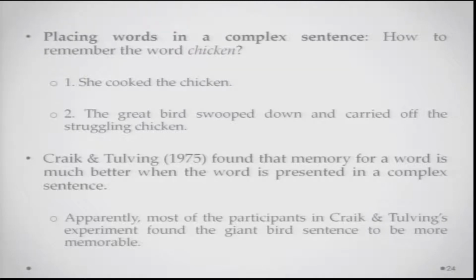Craik and Tulving in 1975 found that the memory for a word is much better when the word is presented with a complex sentence. So if the two sentences are there, she cooked the chicken, and the second sentence is the great bird swooped down and carried off the struggling chicken, people would remember chicken better if they were reading chicken in the second sentence.